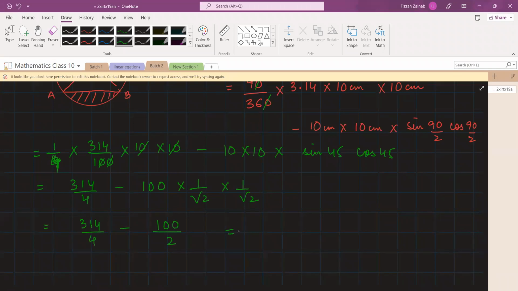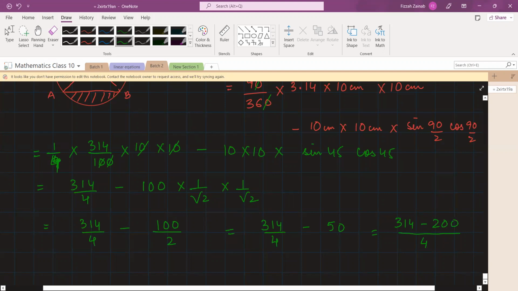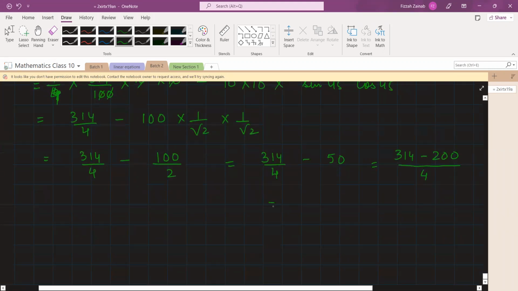Okay, so this will be 314 divided by 4 minus 50. Then you can take LCM because you are subtracting fractions. So LCM will be 4, and this will be 314 minus 4 into 5 is 20, so 200. And this will be 114 divided by 4, right?